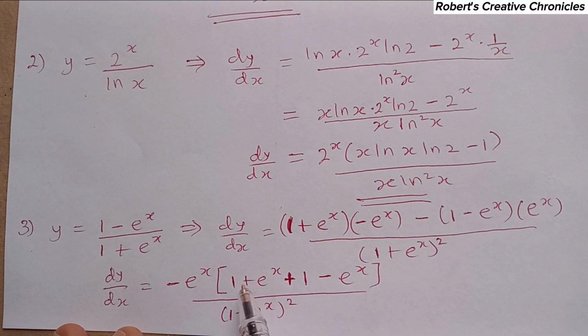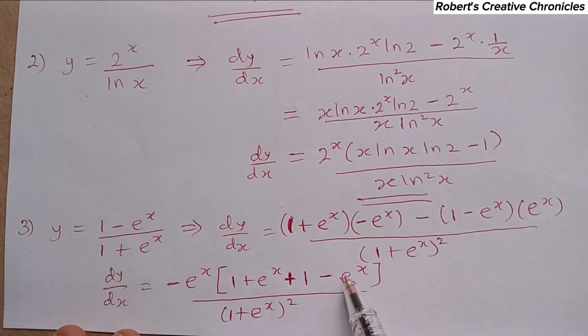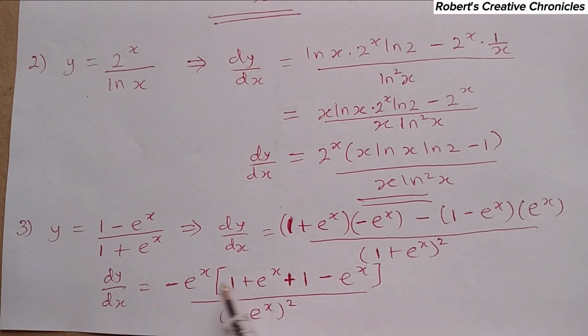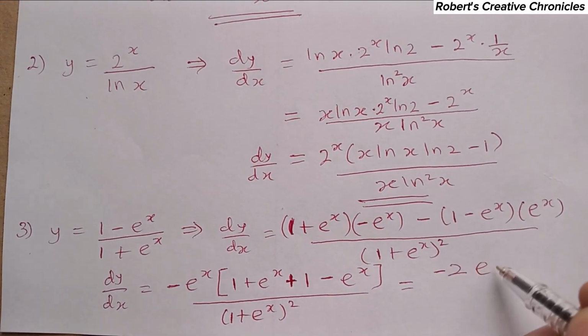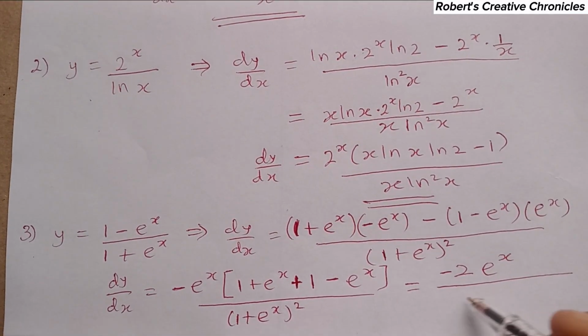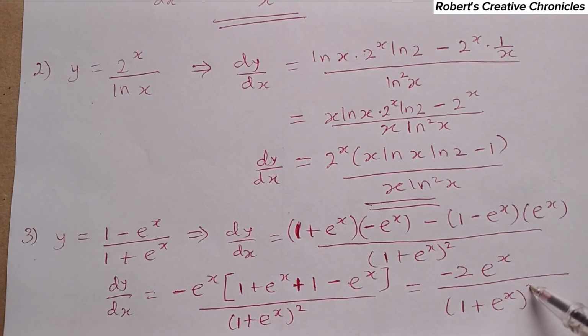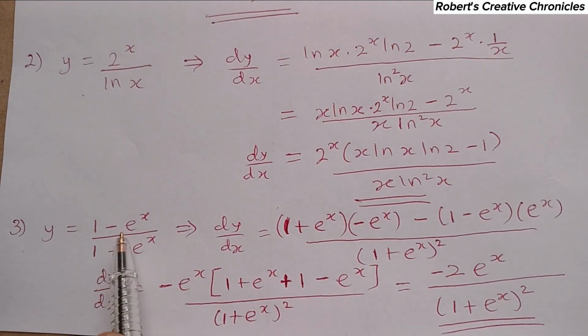So now we'll solve this one. Here 1 plus 1 is 2. Exponential x minus exponential x is 0. So here will become 2. 2 times negative exponential x is minus 2 exponential x over this. So the derivative now becomes minus 2 exponential x over (1 plus exponential x) squared. So this is the final answer, the derivative of this function.